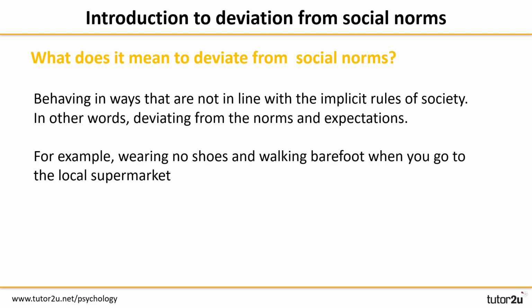So what do we mean by deviating away from social norms? This means behaving in ways that are not in line with the implicit rules of society. In other words, deviating from the norms and expectations. For example, wearing no shoes, walking barefoot when you go to the local supermarket.